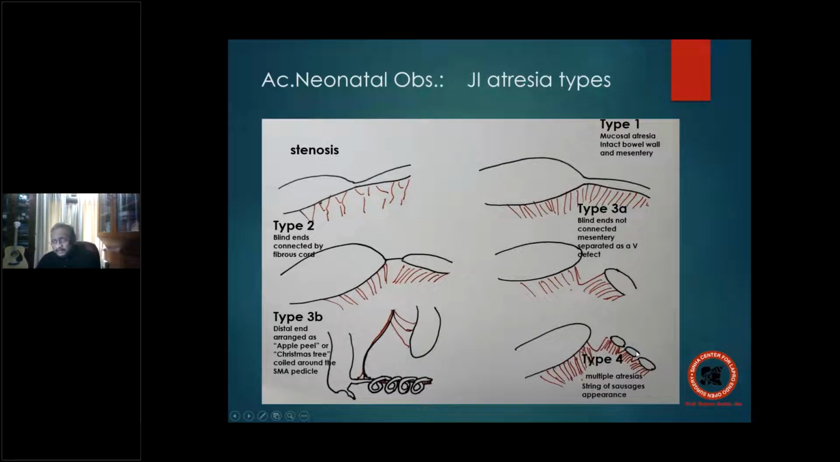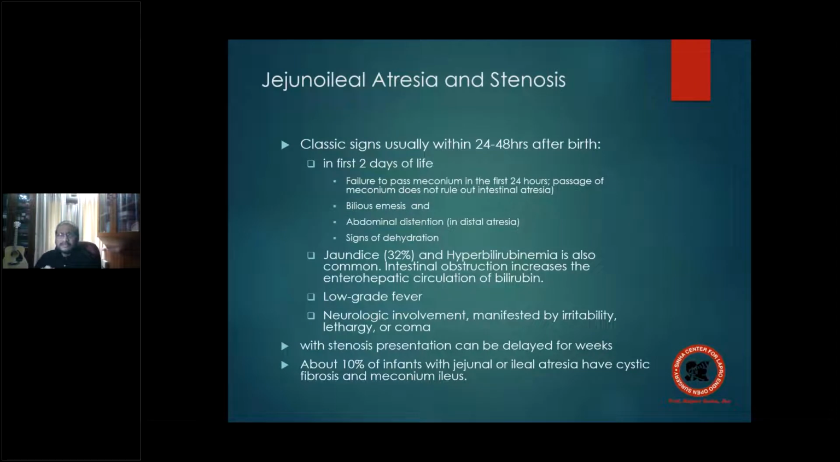Type 4 is where there are multiple segments of atresia. So an atretic segment here, giving rise to dilatation here. One more atresia here, again dilated. One more atresia, again dilated. So you have multiple atresias and multiple dilatations. These multiple dilated segments appear like sausages, so it is known as the string of sausages appearance. Now, the classical signs usually arise within 24 to 48 hours of birth. That is how it clearly presents. In a duodenal atresia, it's going to present with bilious vomiting immediately after birth. Here, the classical signs are going to appear slightly later, 24 to 48 hours after birth, in the first 2 days of life. And what else happens in this patient?